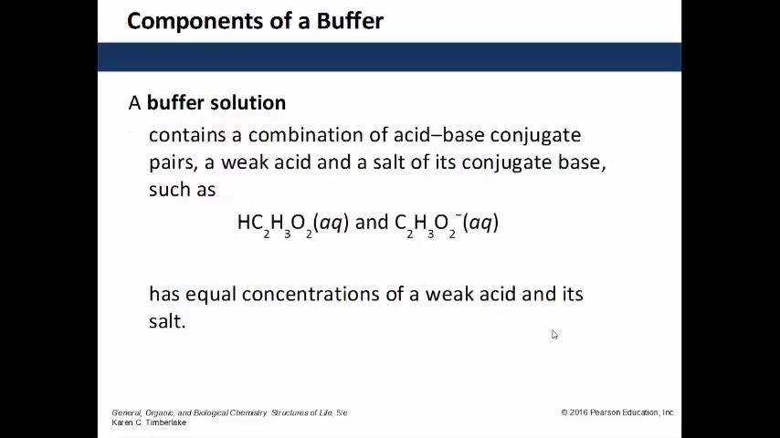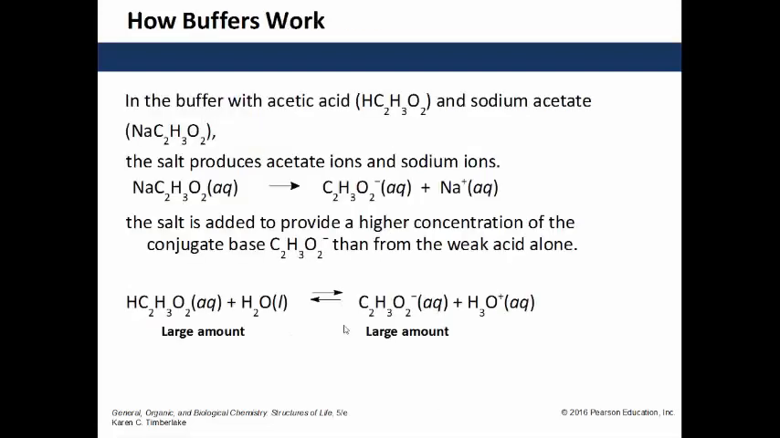Now the components of a buffer solution will contain a combination of the acid-base conjugate pairs, a weak acid, and then a salt of its conjugate base, such as these. And will have equal concentrations of the weak acid and its salt. Now in the buffer with acetic acid, and here's a formula here, and sodium acetate, the salt produces acetate ions and sodium ions. This is what you get here. The salt is added to provide a higher concentration of the conjugate base, which is more than what you get normally from the weak acid alone. Here's that reversible reaction here. So acetic acid plus water gives you acetate ion plus hydronium ion.